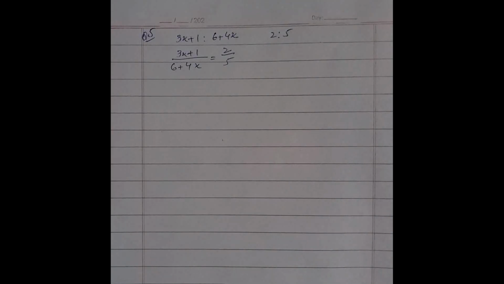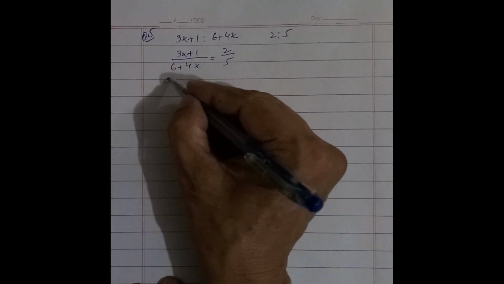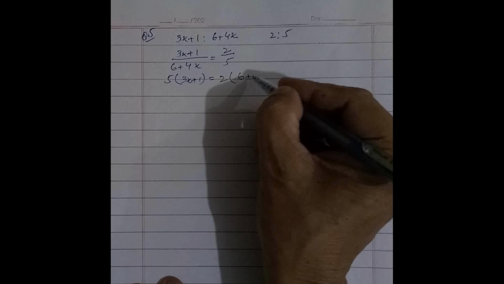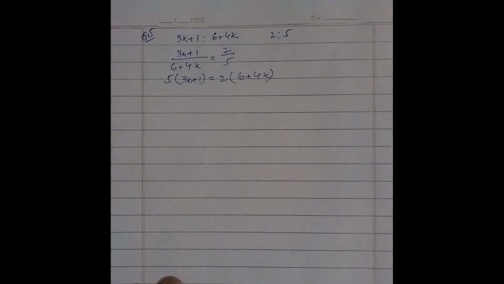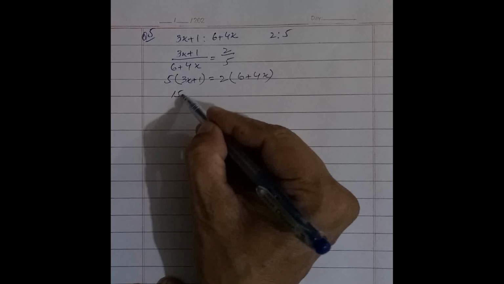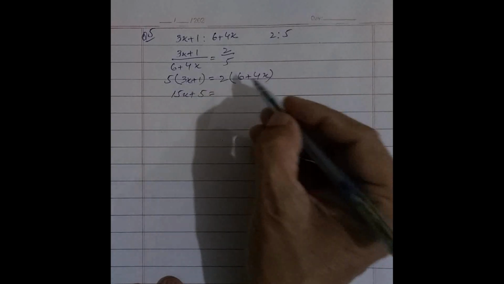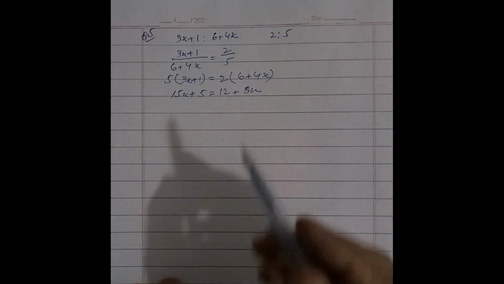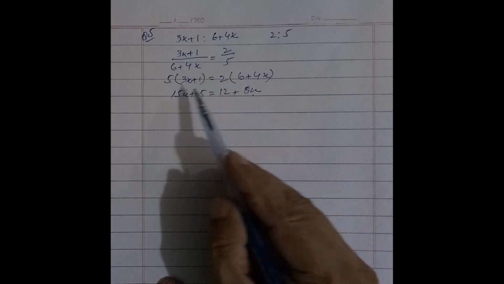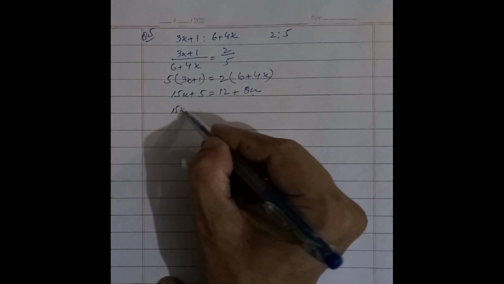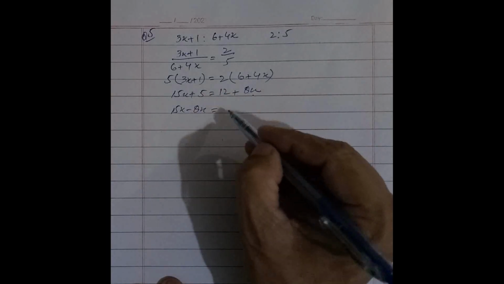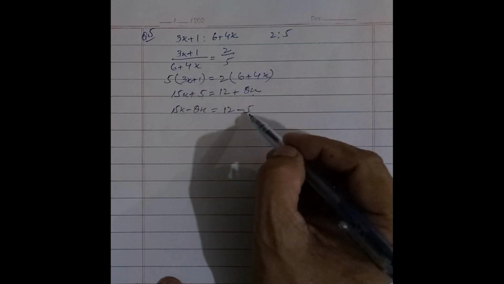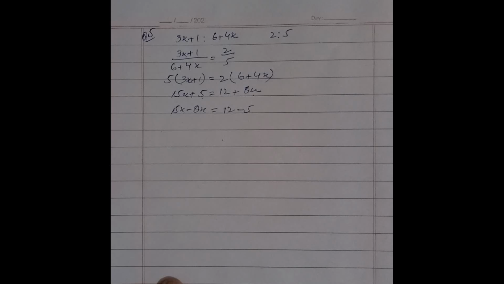Now we cross multiply these two values. We get 5 into (3x plus 1) is equal to 2 into (6 plus 4x). Now simplify these values. 5 3s are 15x plus 5 is equal to 2 6s are 12 plus 8x. So we shift 8x to the left side, which is 15x minus 8x is equal to 12, and 5 to the right side, which is here plus 5 and on the left side it is minus 5.